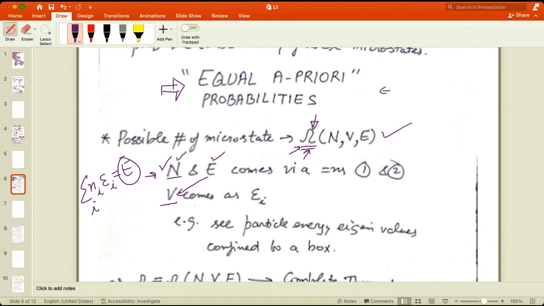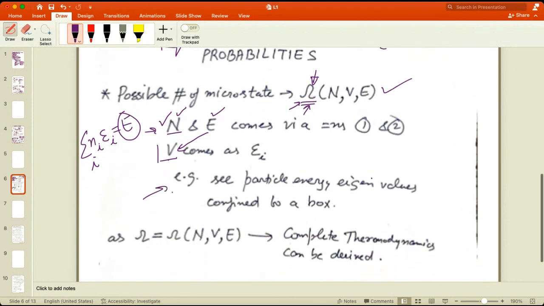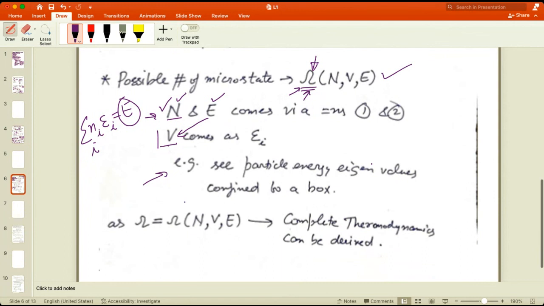Okay, this you can very easily see from your particle in a box, where you have L square in the denominator. L is the length of the cubical box, so L square is basically volume raised to power 2 by 3. So this volume comes into the picture via energy. As I said, you can see the example.